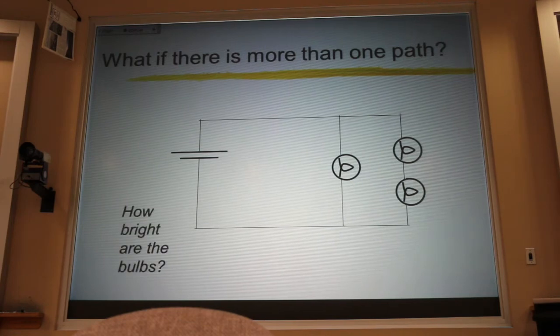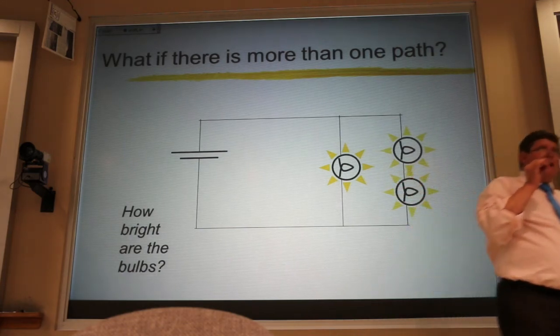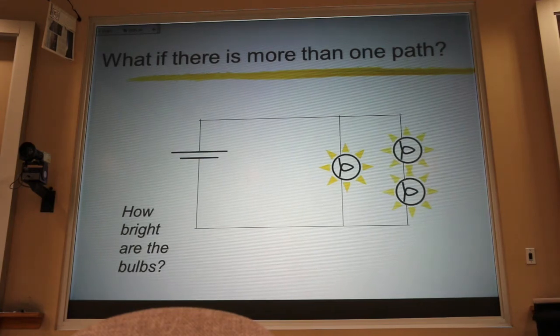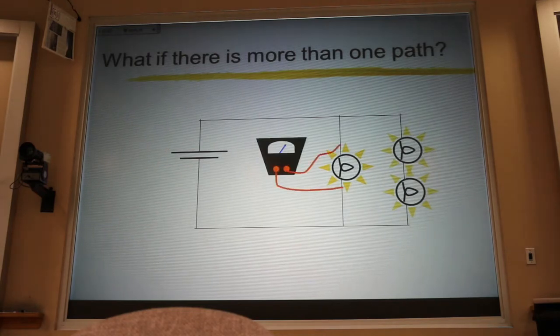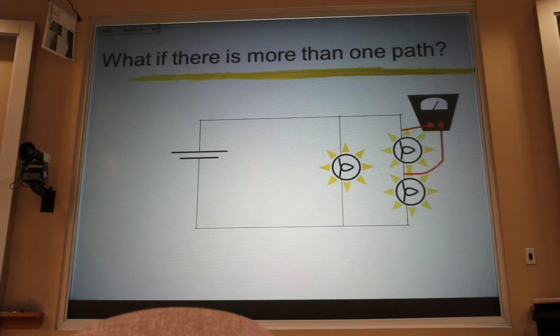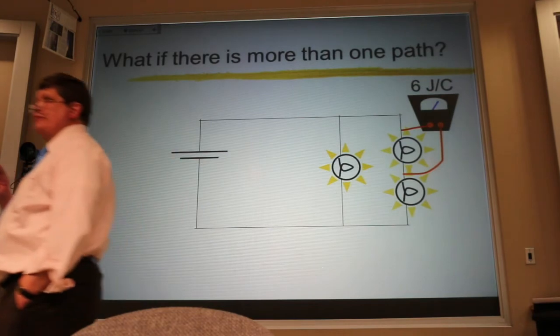Now, how bright are the bulbs? Well, I got a really bright bulb with two dim bulbs here. Now, let's think about why they're bright, okay? One way to think of it is the voltage. If I measure the voltage across the battery, I get 12 volts. If I measure the voltage across that bulb, I get 12 volts. If I measure the voltage across that dimmer bulb, I get 6 volts. And that's always, always, always going to be the case.